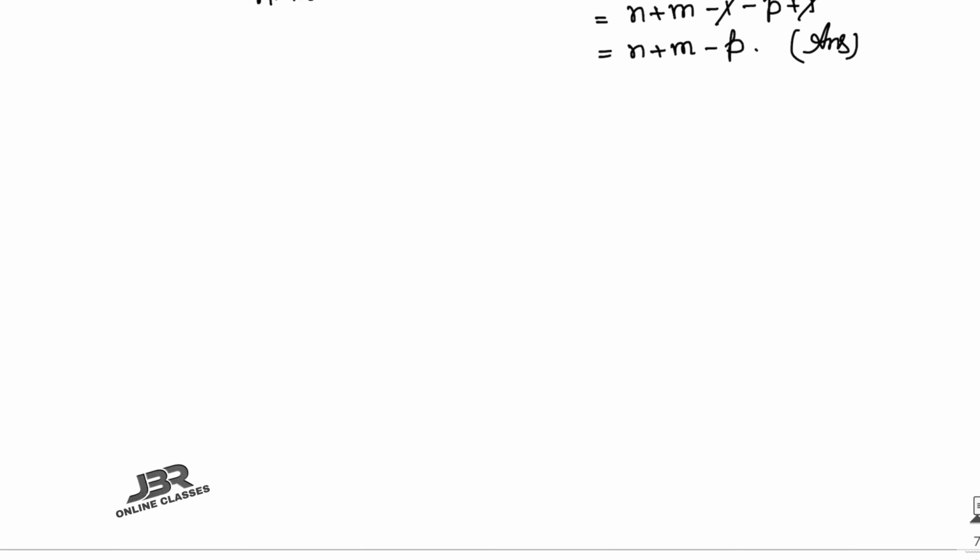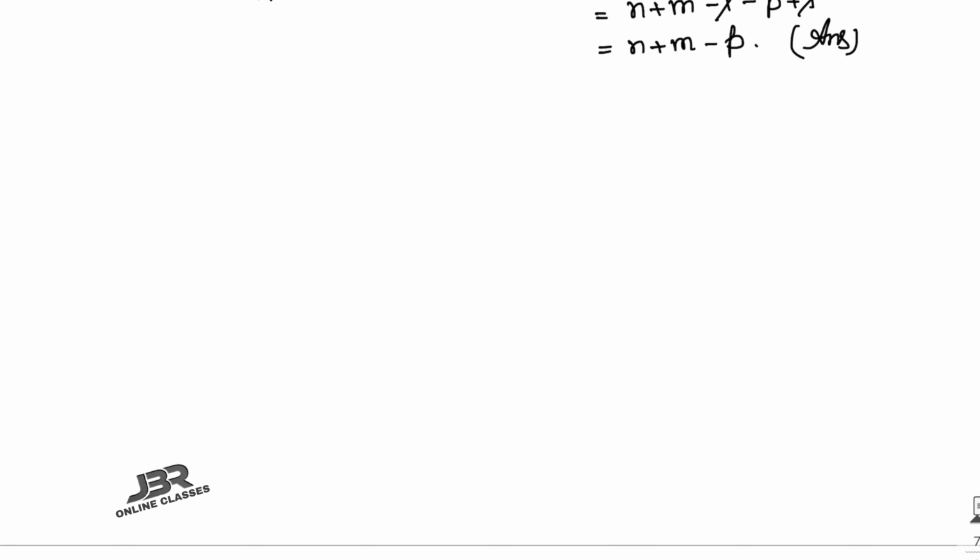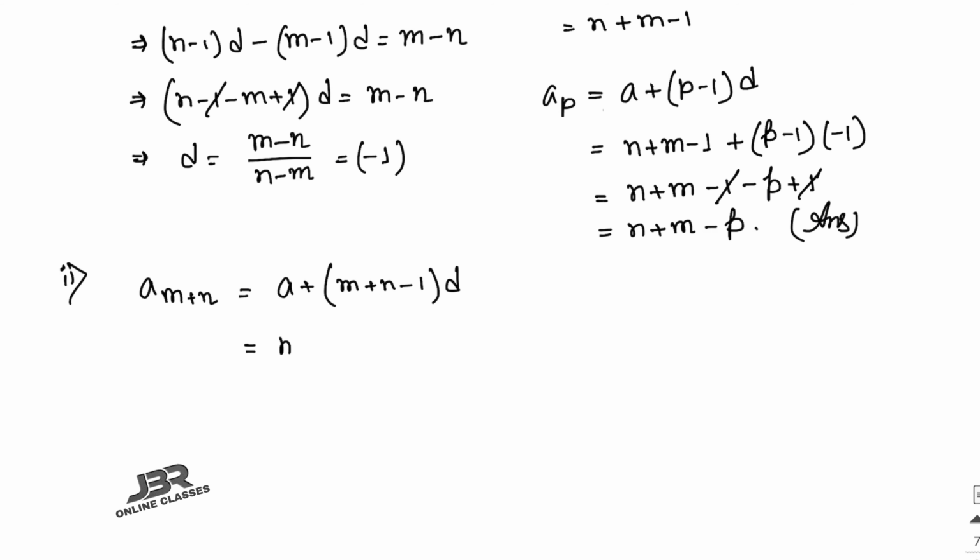Now the next one, sum number 17(2). In sum number 17(2), you have to find the (m+n)th term. That means a plus (m+n-1) into d. Now the value of a equals n+m-1, and the value of d equals -1. So it will be -m-n+1. Here m and n cancel out, 1 also cancels out, so that equals 0.